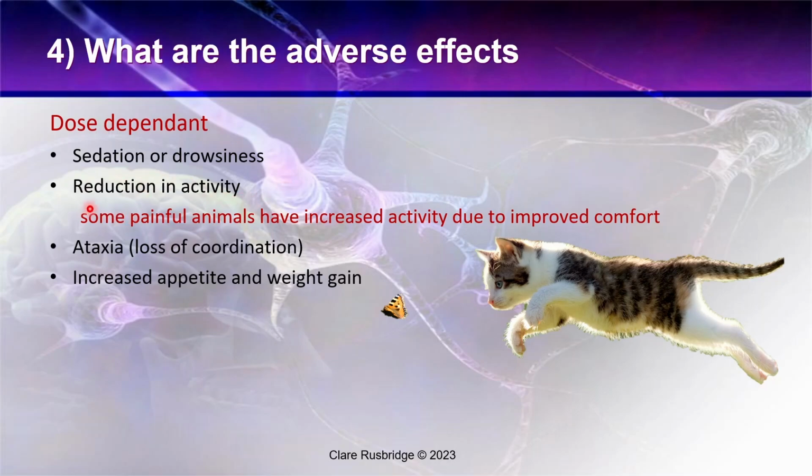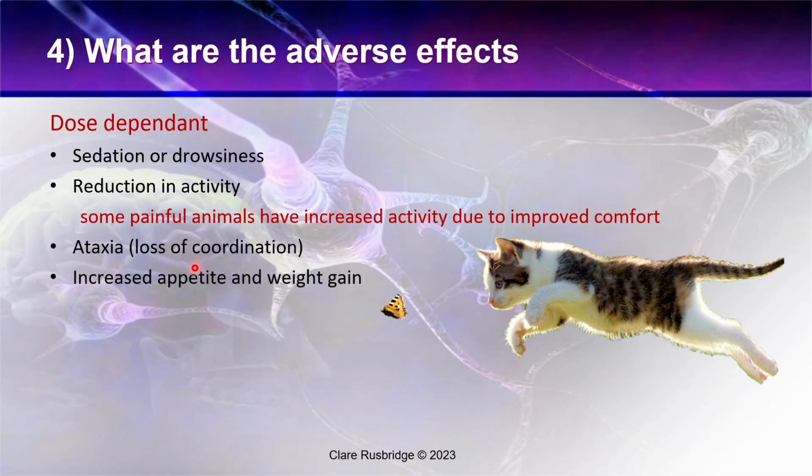However, some painful animals actually have an increased activity because they were so uncomfortable before the gabapentin, they were less likely to exercise, and after prescription of gabapentin, they become much more likely to exercise. Where reduction in activity is really noticed is when it's used for painful conditions in cats, for example, neuropathic pain in cats or feline hyperaesthesia syndrome, or feline orofacial pain syndrome.